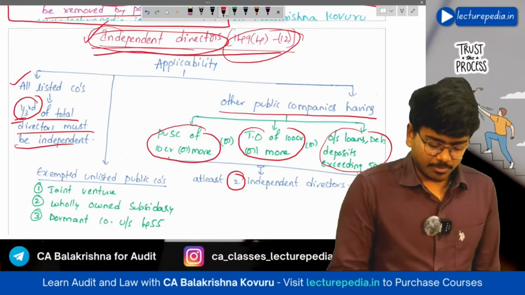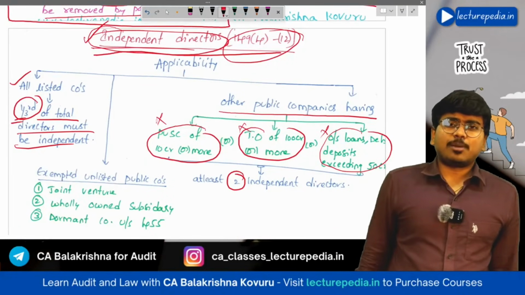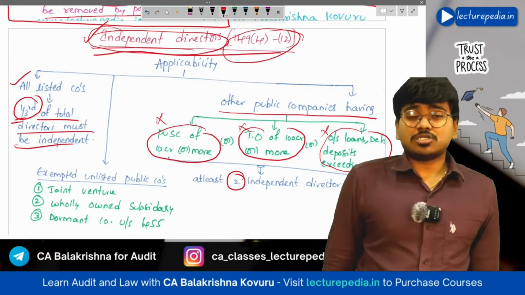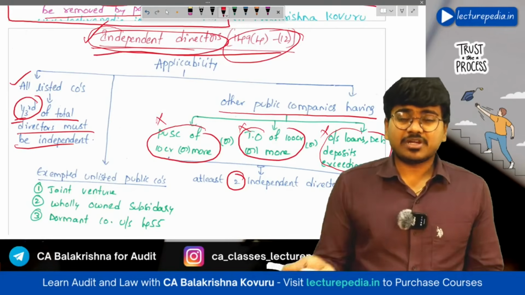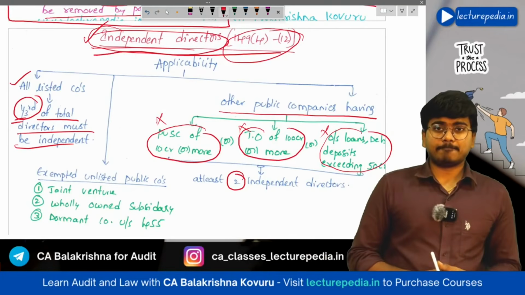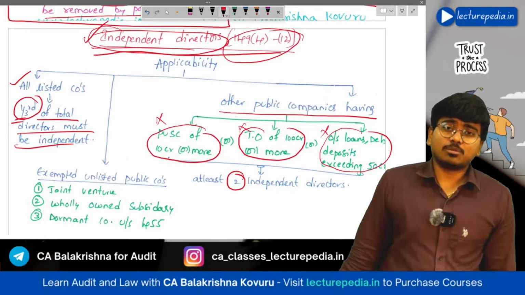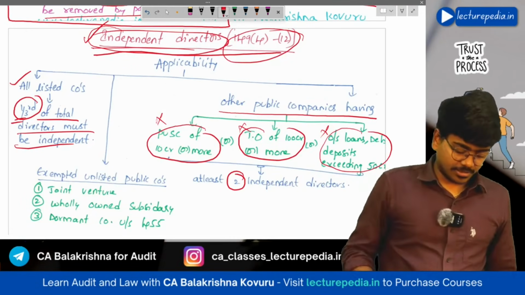If the public company doesn't fulfill any of these criteria, then it need not appoint any independent director. And private companies also need not appoint any independent director. For private companies the concept of independent director is not applicable. So this independent director concept is applicable only for listed companies and public companies satisfying these criteria.